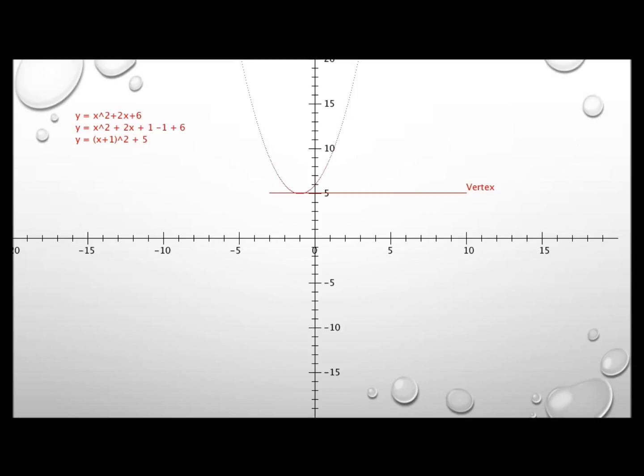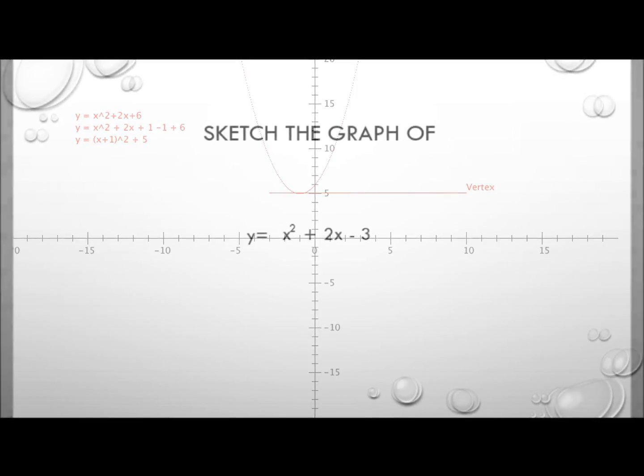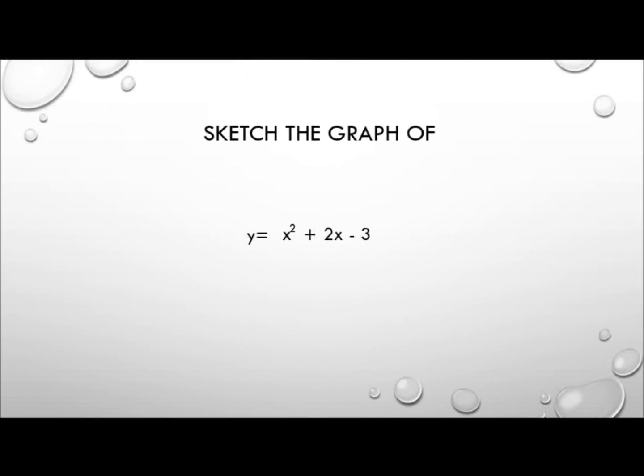If the curve crosses the x-axis at any point, we can find those points simply by setting y equals 0 and solving like we would a quadratic equation. Okay, you should now be empowered to sketch any quadratic equation you like. Why don't you have a go at sketching y equals x squared plus 2x minus 3. Go ahead and pause the video and I'll give you the solution at the end.